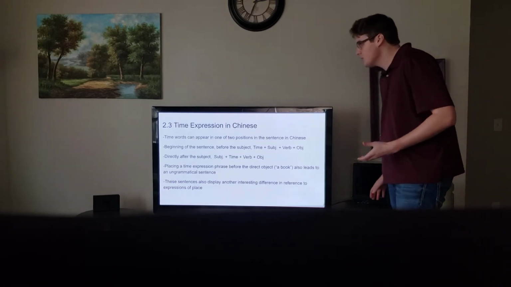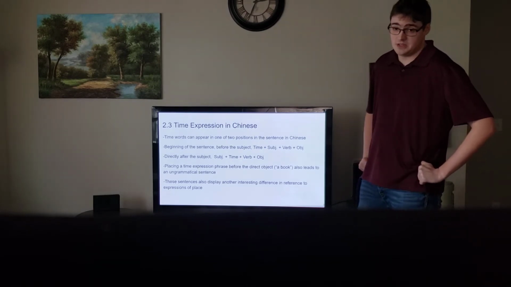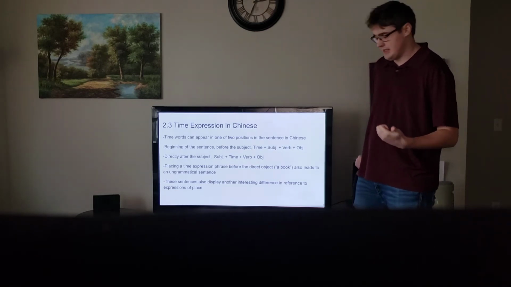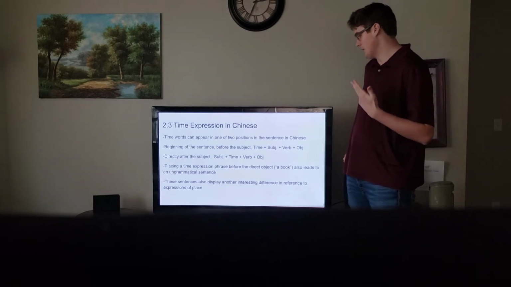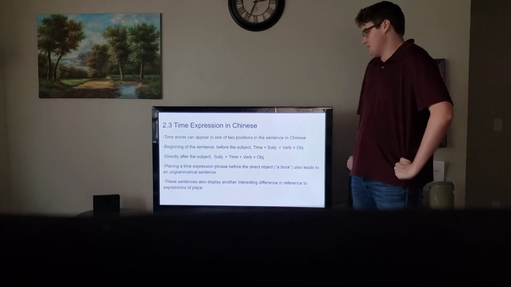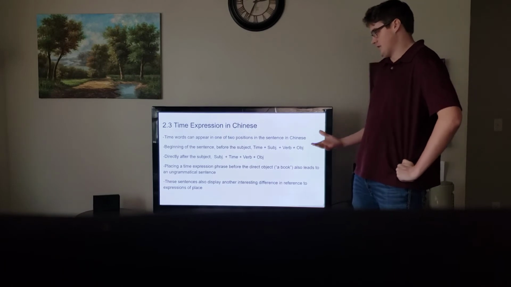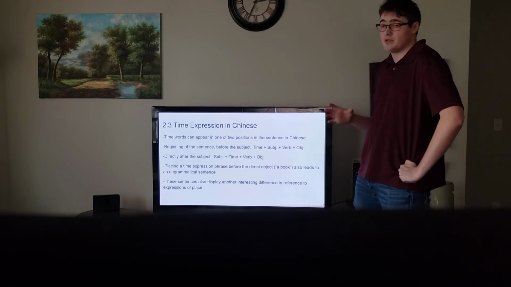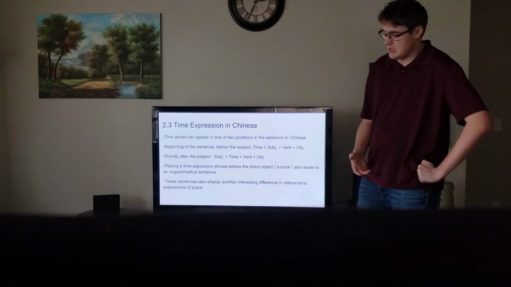Well, time words can appear in one of two positions in the sentence order of Chinese. Beginning of the sentence, before the subject, in a time subject verb object order, or they can appear after the subject as a subject time verb object order. Placing a time expression phrase before the direct object of book is also an ungrammatical sentence.